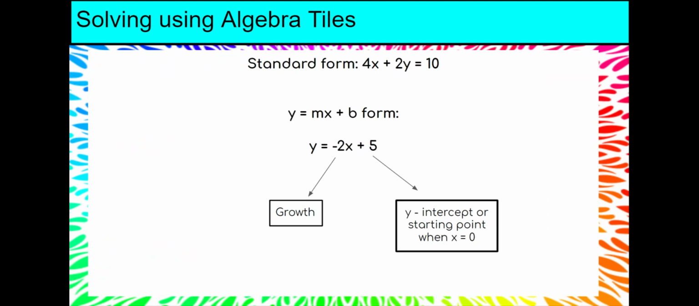The y equals mx plus b form can give us two important pieces of information: our growth rate, which would be negative 2, and our y-intercept, which would be 5. If we looked at this on a graph, 5 represents where this linear equation, or this line when graphed, hits the y-axis, or when x is 0. And then negative 2 is our growth, that is the slope of our line.